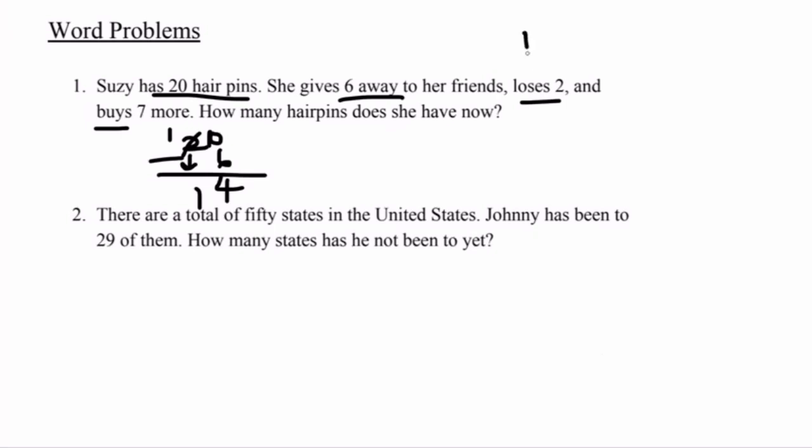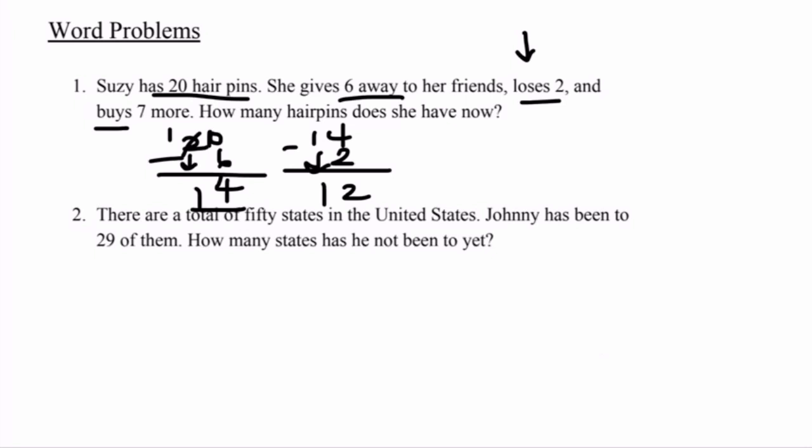Then she loses 2, which is the second part of the problem. So we need to subtract 2 from her remaining amount. Therefore, we subtract 14 minus 2, which equals 4 minus 2 equals 2. We bring down the 1. Susie has a total of 12 hair clips after giving away 6 and losing 2.